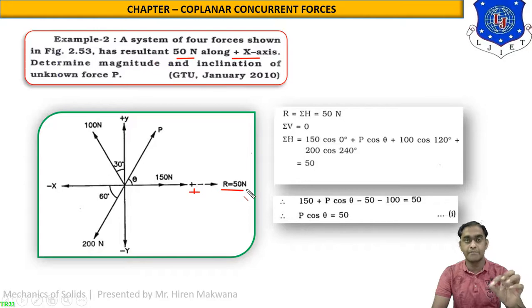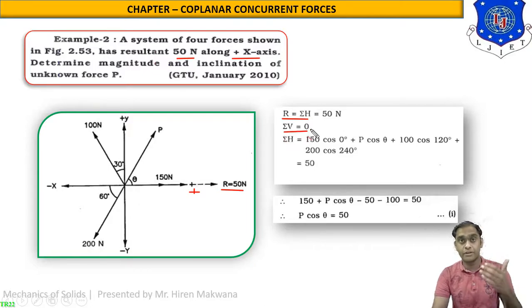So remember this thing, when resultant is already given in the numerical and it is along the sigma h, means along the horizontal axis, then R is equal to sigma h and sigma v will become 0. Why? Because the total effect of the resultant is along x-axis as given in the data. So vertical effect will be 0. So sigma v equal to 0 and sigma h is equal to directly a resultant, which is 50 Newton given to you. So our work is very easy now.